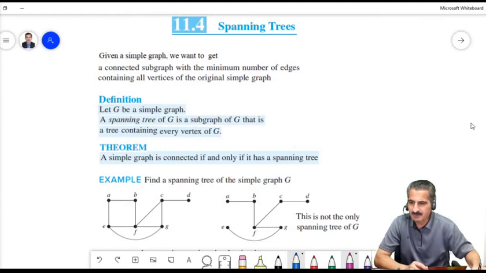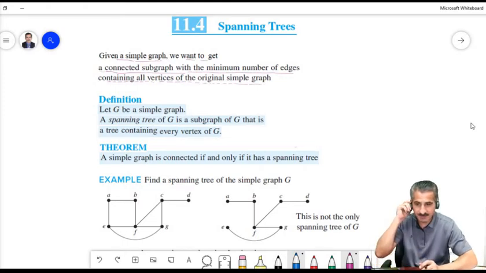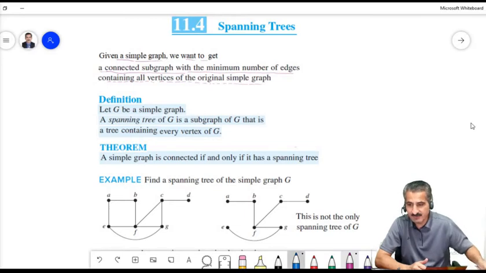So we start with a simple graph, and we want to get a connected subgraph with a minimum number of edges. And that connected subgraph, we want it to contain all the vertices of the original graph. So we want a connected graph that contains all the vertices of the original graph with the minimum number of edges. And for sure we will not allow circuits in there. So this motivates the following definition.